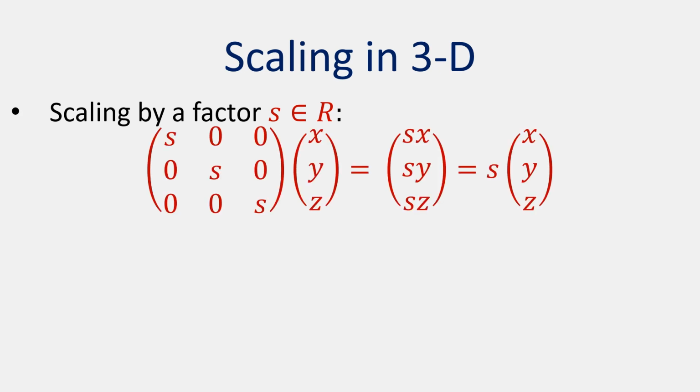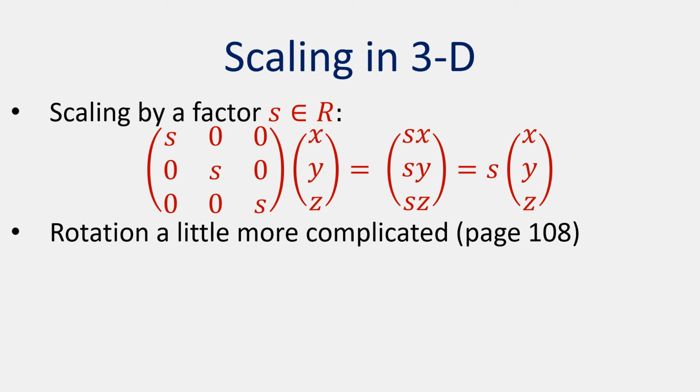Similarly, in 3 dimensions, we want to scale by some constant factor. We have a very similar looking matrix with a scaling factor written down the diagonal entries. We multiply that matrix by the coordinate we're scaling, and this is the outcome we get. Rotation in 3 dimensions is quite a complicated process. I give the basic matrix on page 108 of the textbook.